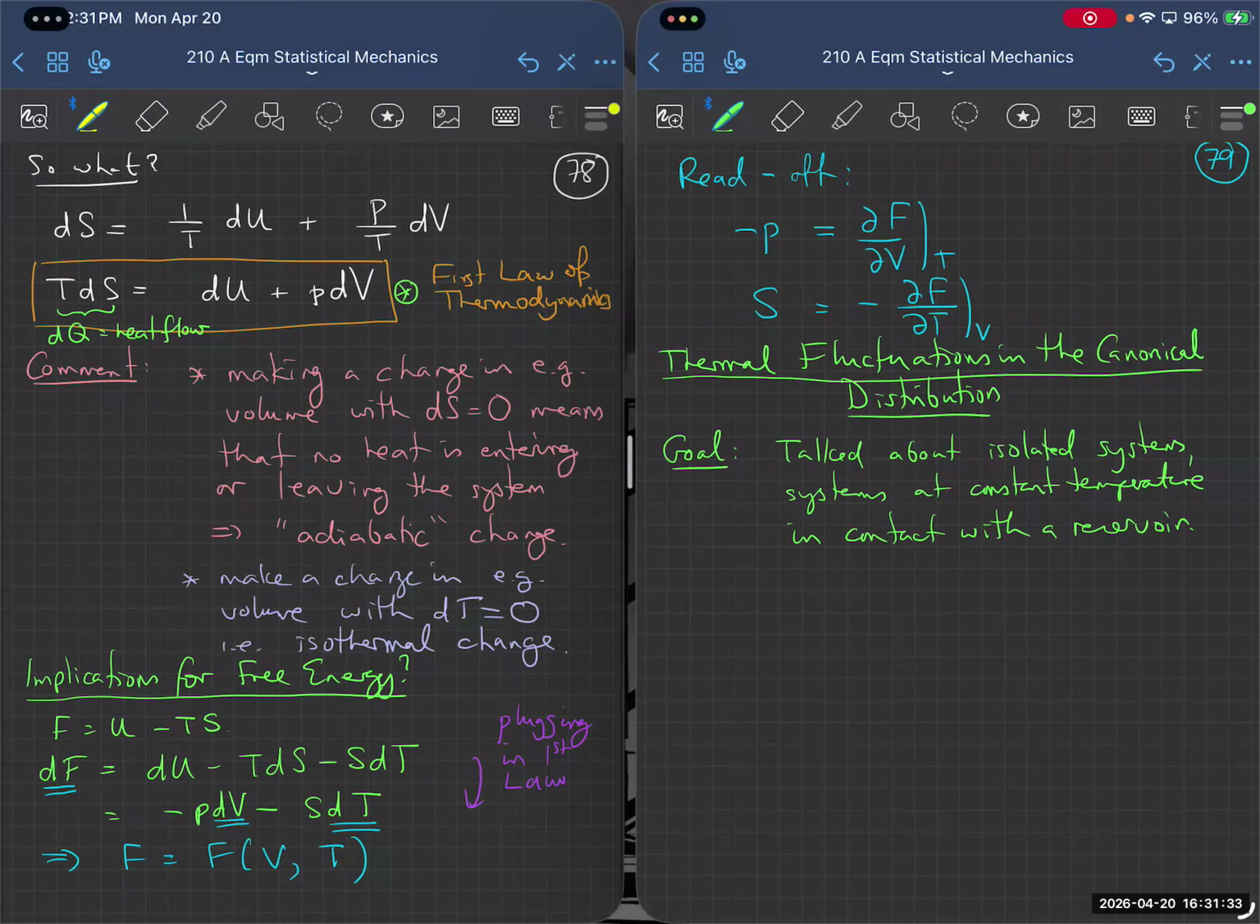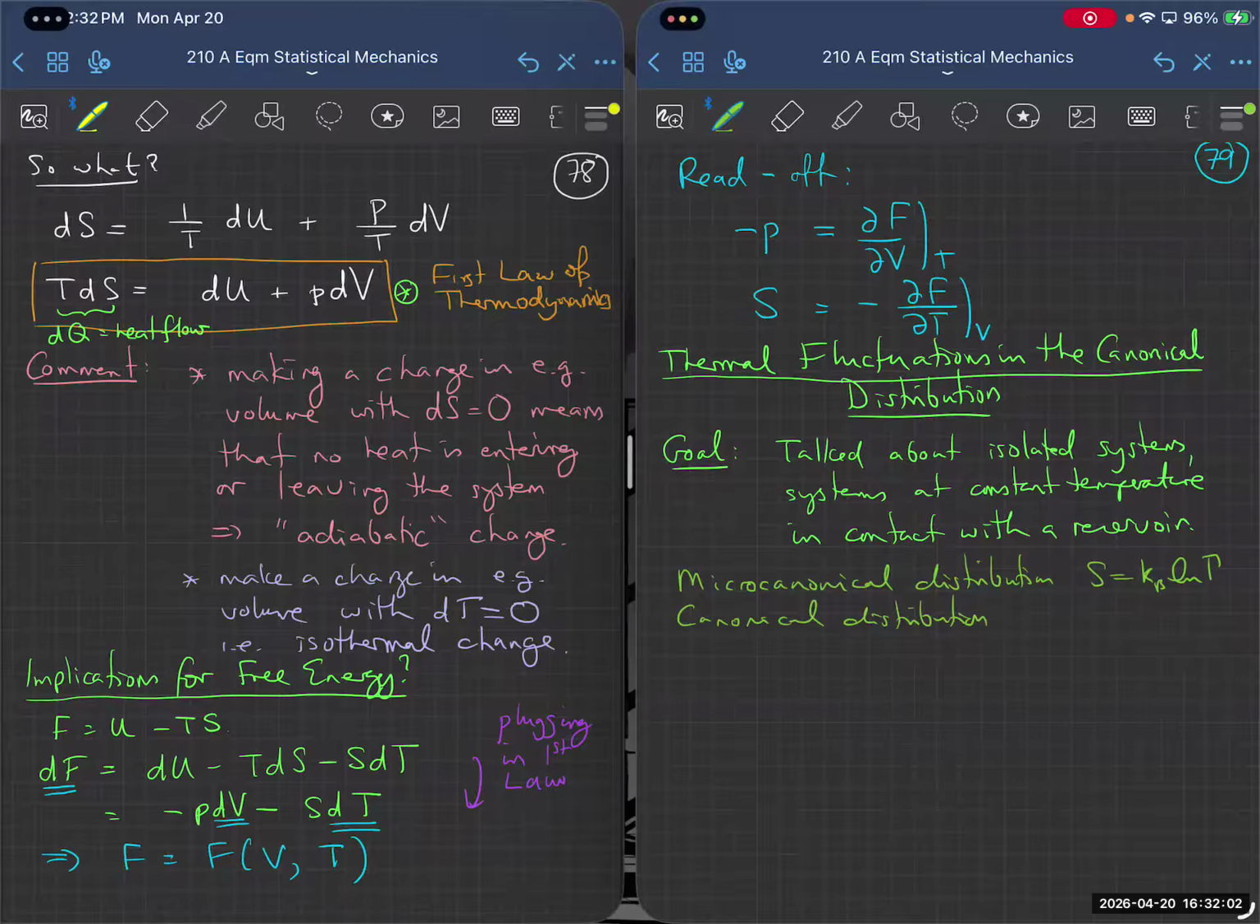And those are two different situations, which gave us in one case the microcanonical distribution, which is just S equals kB times log gamma. That's what we did at the beginning. And the canonical distribution, which was that P_i is 1 over Z, e to the minus E_i over kB T, and i is what?